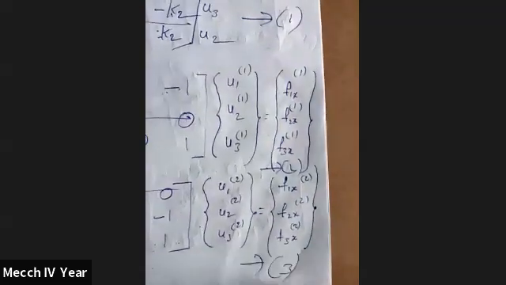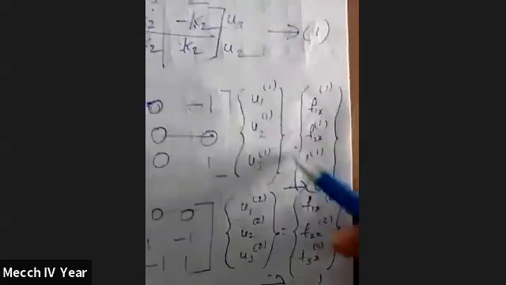So the expanded element stiffness matrices, equation number 2 and equation number 3, these two equations would be added directly to obtain the total stiffness matrix of this structure.